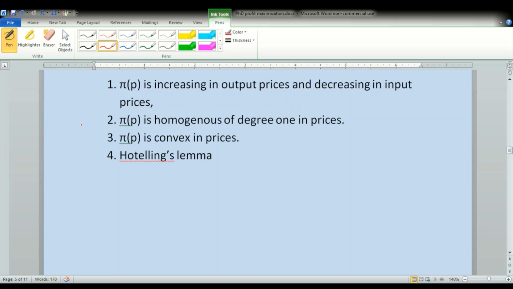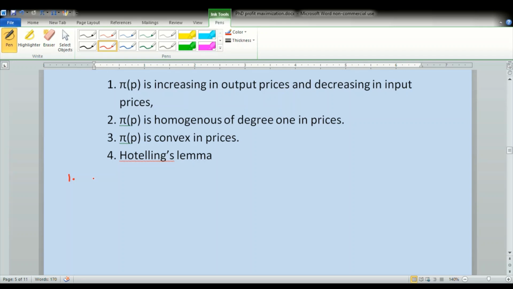So let's start proving these properties. The first one is that the profit function is increasing in output price and decreasing in input prices. In Varian they have provided a combined proof by simultaneously increasing the output price and decreasing the input prices. We are doing it separately to avoid any confusion.